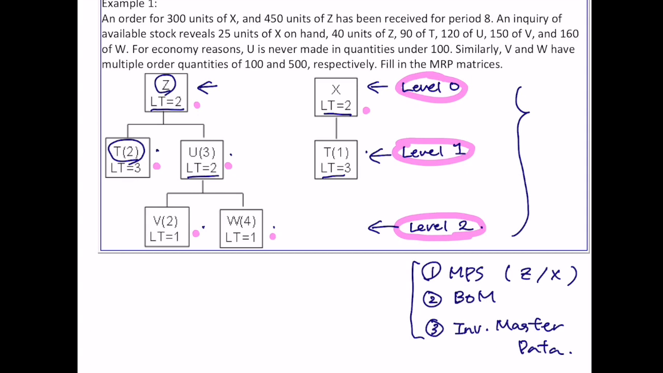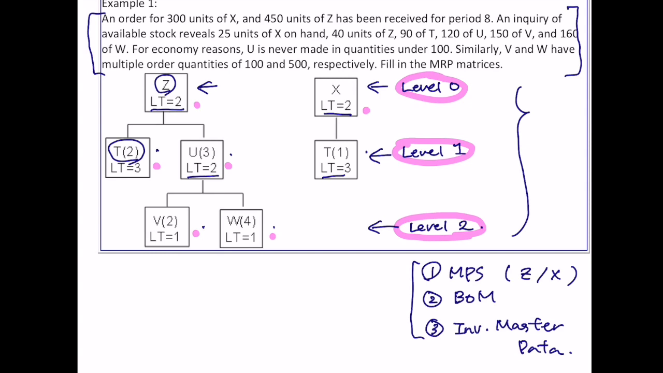But in this example, different from the previous topic, all the information is given as a narrative description. So it may be a good idea to summarize all this information as a table, because you can easily miss some information, or you can forget to add some numbers in your MRP matrices. After making a table with all the information, you can easily check whether that information is used or not, and you may not miss any information.